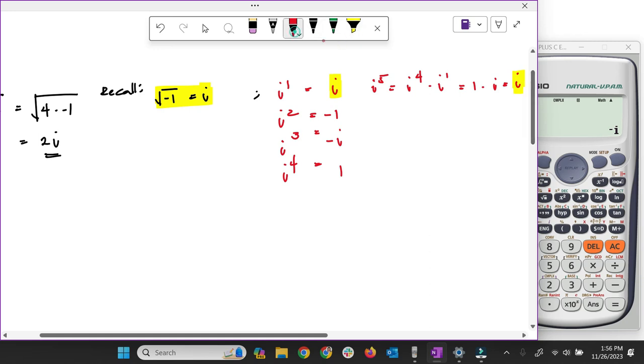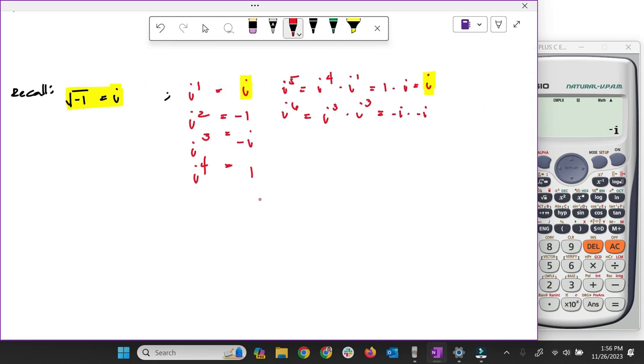Sige, i-prove natin gamit naman si i raised to 6. Si i raised to 6, pwede ko siyang i-reduce to i cubed and i cubed ulit. Ayan. So si i cubed is negative i times negative i ulit. And this will give us positive i squared. Ano nga si i squared? It's -1. Magkamukha, di ba? Magkamukha.